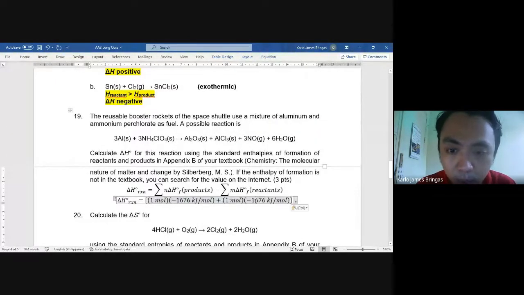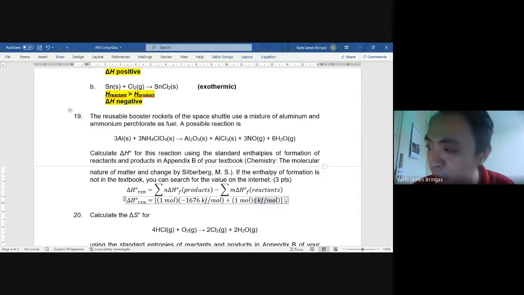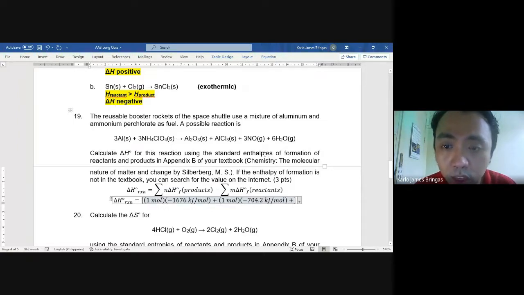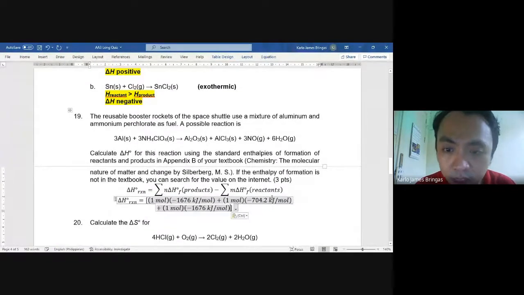So I then type 1 mole again times the heat of formation of aluminum chloride, which is, again from the Appendix B, equal to negative 704.2 kilojoule per mole. Continuing on with our products, we have 3NO. So NO has a coefficient of 3. So I then type the following. So that's 3 moles of the NO.